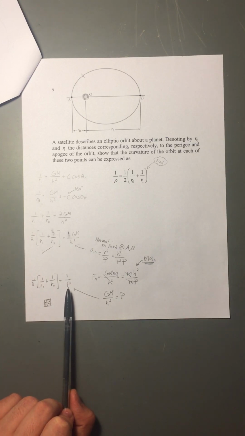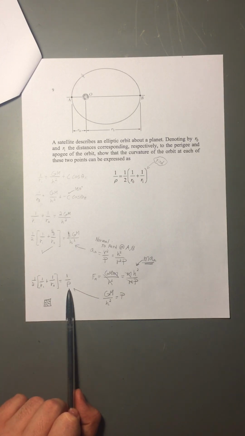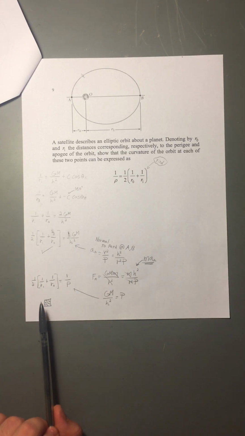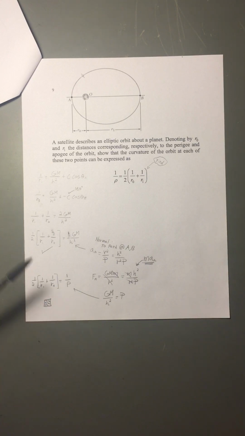And so replacing that with our 1 over rho that we just proved, gives us this equation here, which matches what we were trying to find. And so that is the solution for problem 9.